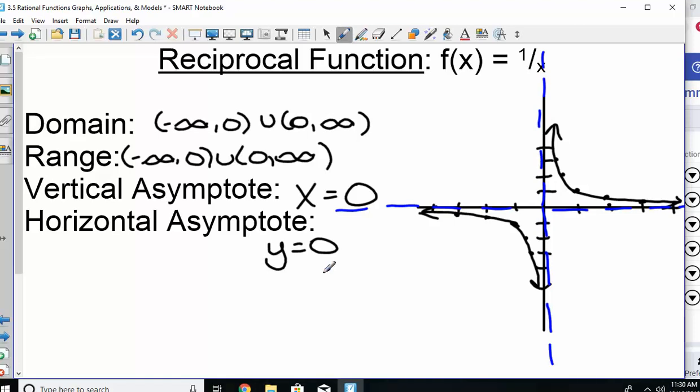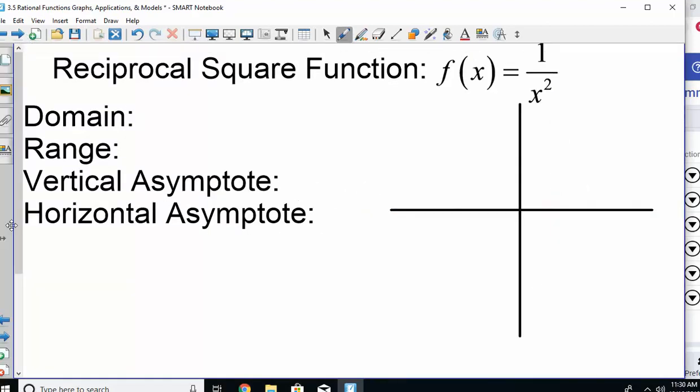All right, any questions there? Let's talk about the reciprocal square function, 1 over x squared. All right, so if we wanted to graph this, we start plugging in some numbers. What can't I put in? Can't plug in 0, but if I put in 1, 1 over 1 is 1.